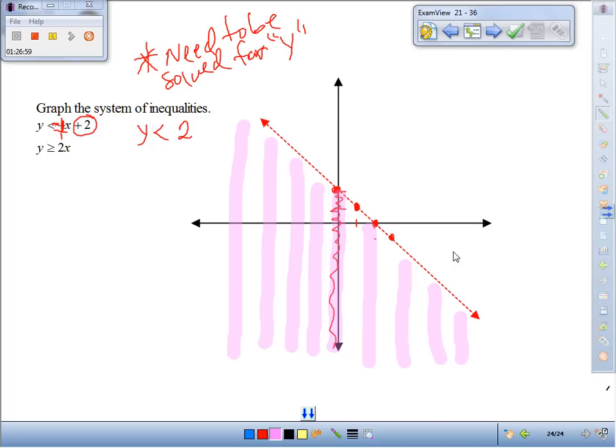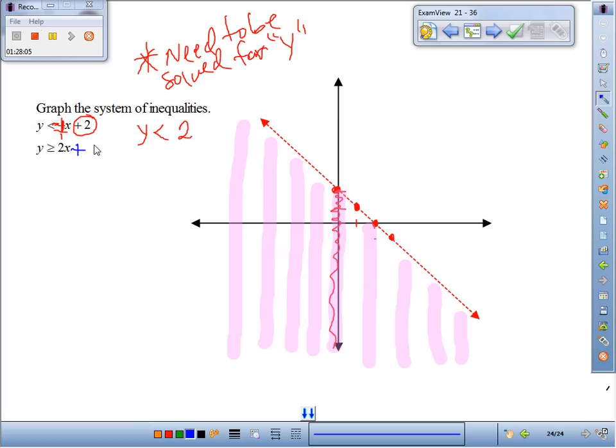Let's graph the second one. I'm going to use blue for the second inequality. Same process. Let's see. What's my y-intercept? Does it have one? If it doesn't have one, notice there's something missing here, then we're going to write plus 0. So therefore, our y-intercept is right here at 0. There it is.